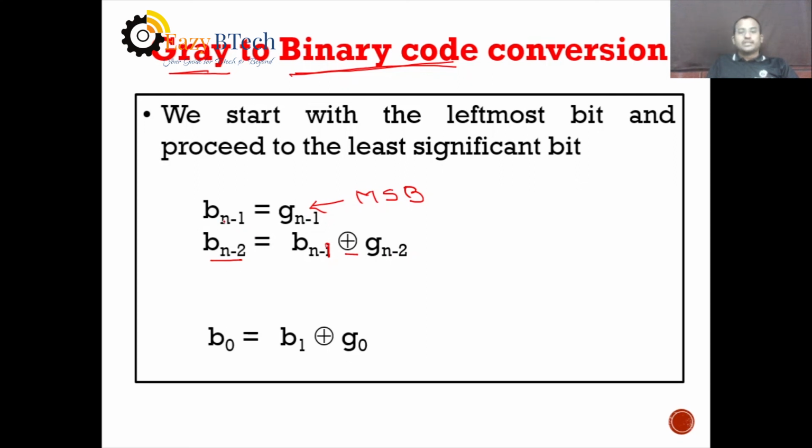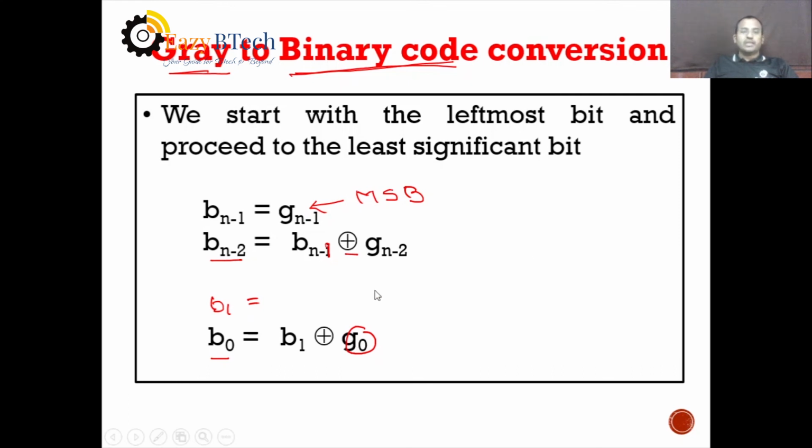Whatever result we get in the MSB position, we do modulo sum between that and the next lower significant position, Gn minus 2. In this way we repeat for all positions, and to get B1, whatever result we get, we do modulo sum with the LSB of the given gray code, right? So this is the procedure to find the binary code from the given gray code.